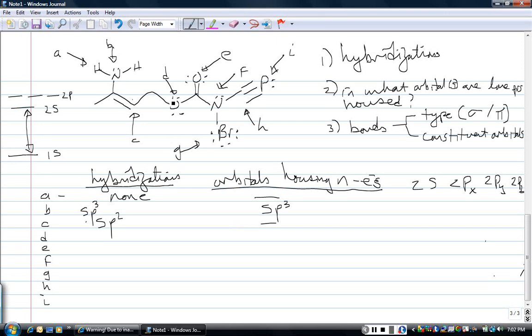What about D, which is the oxygen? Fundamental question: how many pi bonds is the O forming? The answer is none. Therefore, the O can merrily go ahead and hybridize all 3 p's with the s, because it's not reserving any, and therefore that O will be sp3 hybridized. Now, the O has 2 lone pairs. Where are they housed? I know the answer has to be in sp3 hybrids, because whatever my hybridization state, that is the character of the orbital housing the lone pairs. So I'm going to write sp3.